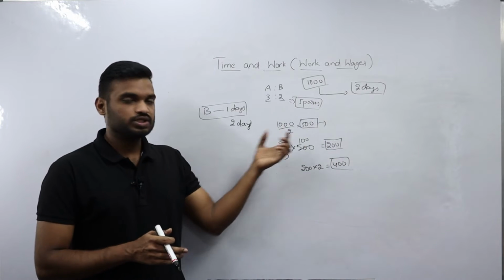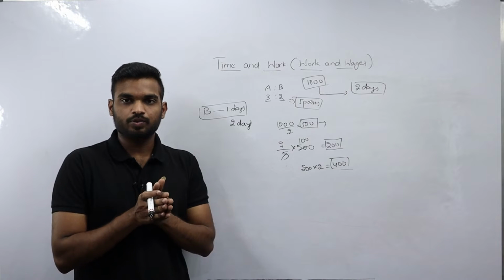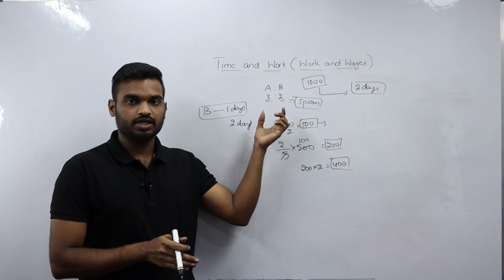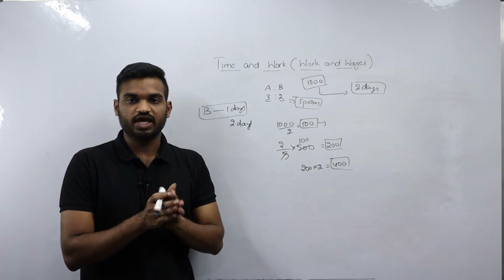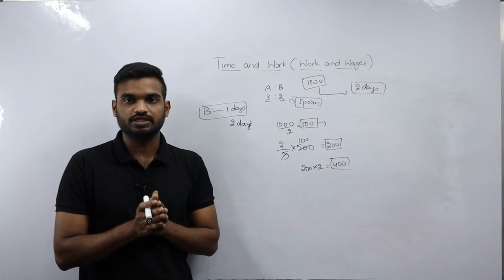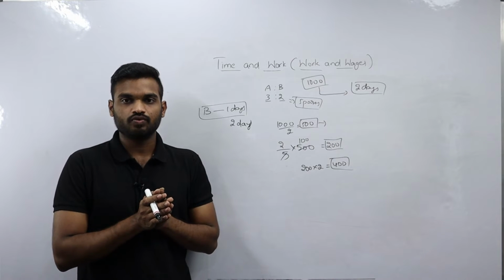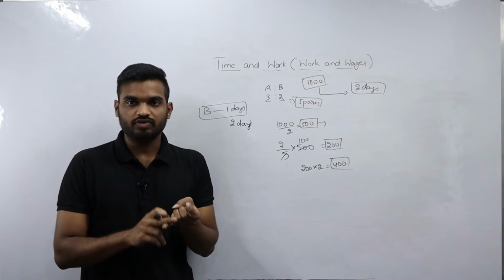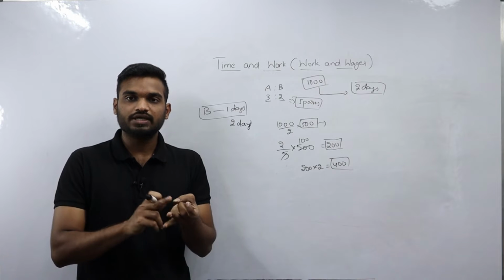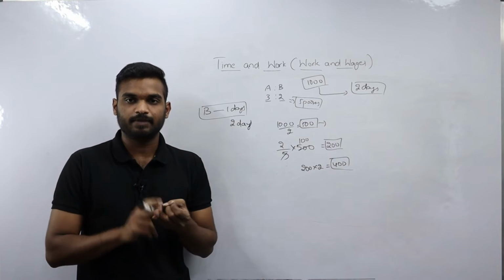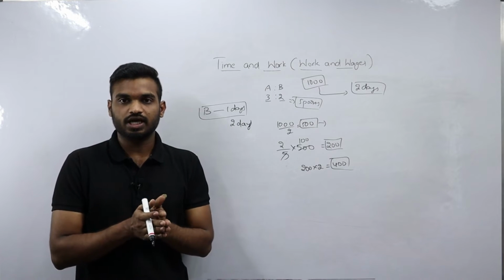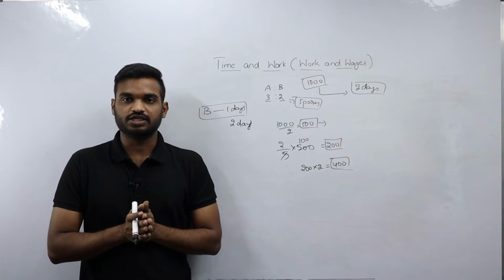Okay, so from both examples we can simply say, if we are able to write the efficiency of the person and also the amount of money given for 1 day, we can solve the problems very easily in this work and wages concept. The only two things you need to write are the efficiency of the persons and the amount of money given for 1 day. Then we can solve the problems very easily and quickly in this work and wages concept.